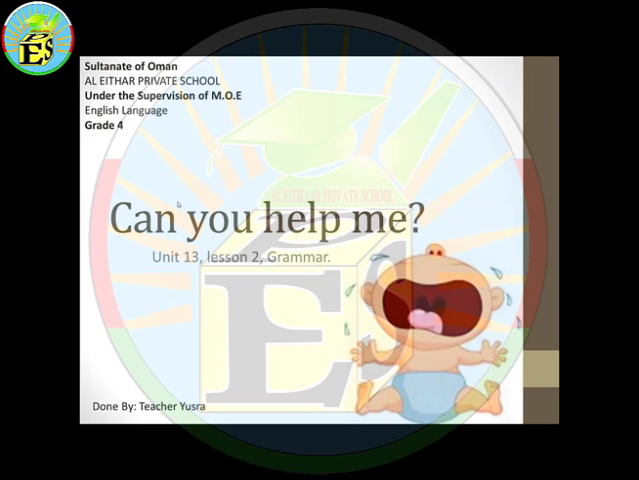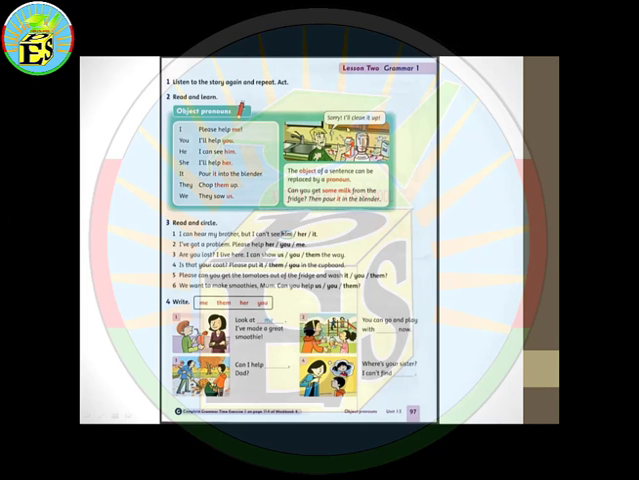We are in unit number 13 and the title of this unit is Can You Help Me? Today's lesson is going to be lesson number 2 and we will be learning a grammar rule. I would like you to open your student's book on this page. This is how the page looks like. It's written up here, listen to grammar 1. Please don't follow the number of this page because I'm using a PDF.